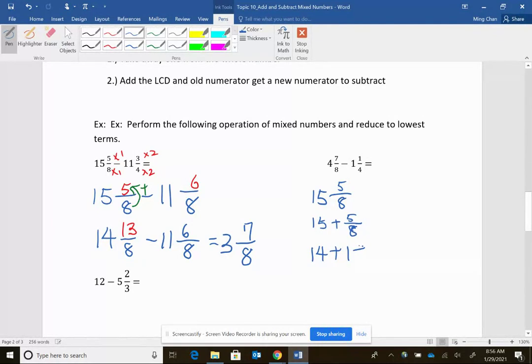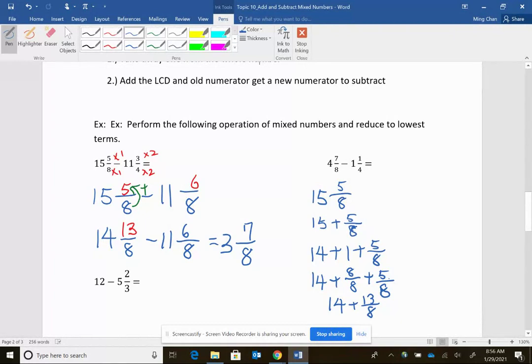That 1 is still added on to my fraction portion. Remember, a mixed number is always a whole number plus a fraction. That's why I wrote 15 plus 5 over 8. Since my LCD is 8, that 1 is the same thing as 8 over 8. So now if I add the 8 and the 5 on top, I end up with 14 and 13 over 8, which is the same thing as what I wrote, 14 and 13 over 8.